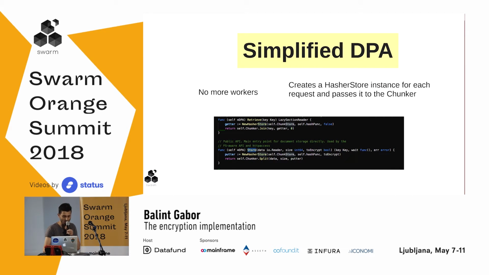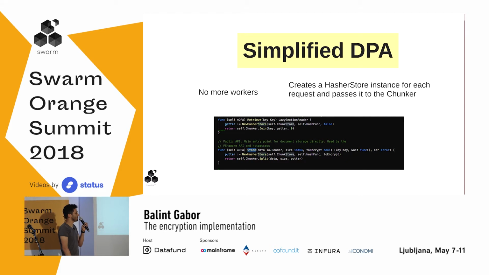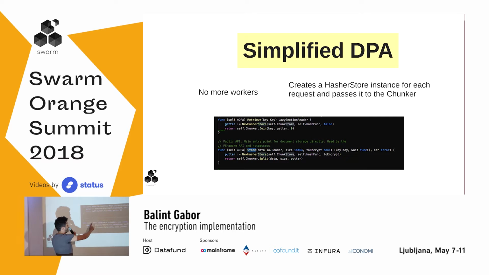So the DPA will be much simpler from now. There are no workers to get and retrieve chunks. For example, in the store case, there's an extra parameter for whether you want to encrypt or not.